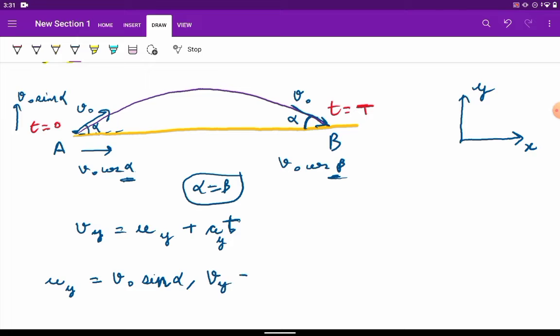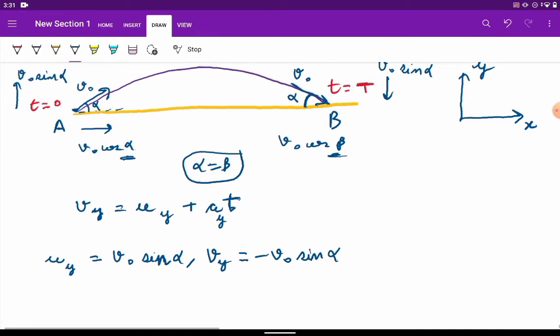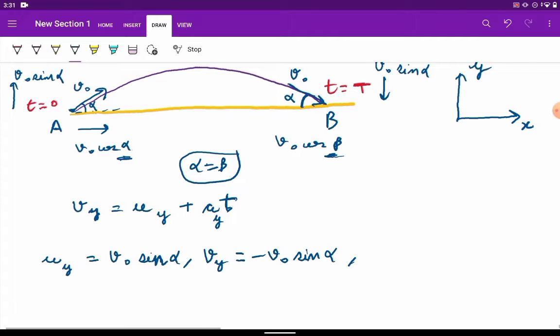Vy is, so it has a component in the downward direction, magnitude V naught sine alpha. So it's basically minus V naught sine alpha because it is in the opposite direction to that of the positive y-axis. And acceleration, so acceleration is again downwards with a value of basically the acceleration due to gravity g.